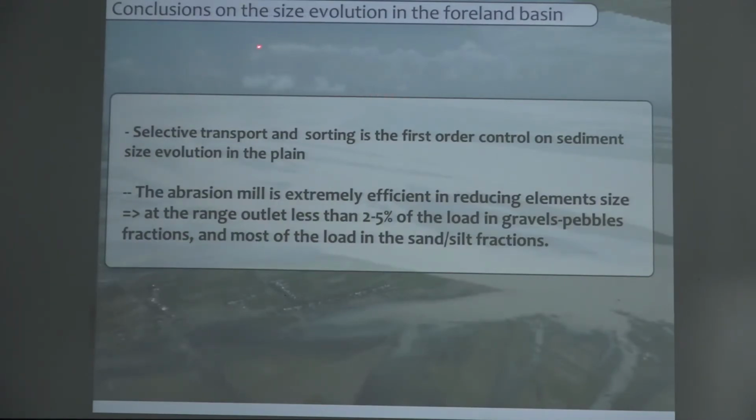So on the mountain range, abrasion is the first order process that modifies your size. And when you arrive in the foreland basin, obviously the most important process is selective sorting, and it makes a very rapid shortage of gravel in your load because of the deposition and further transport of just sand and silt.